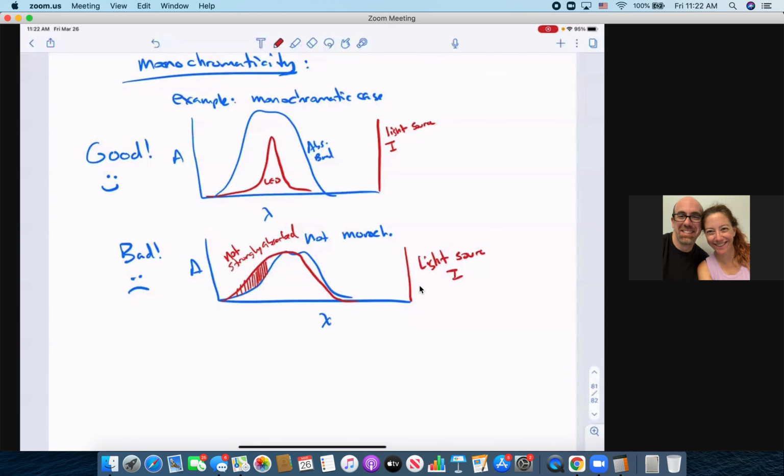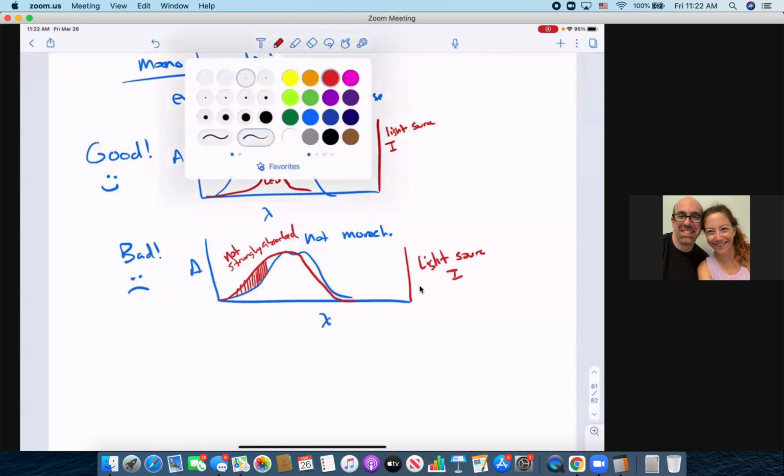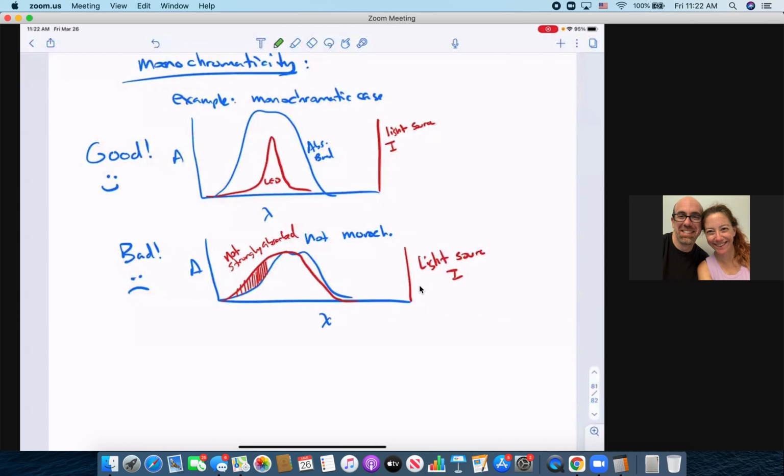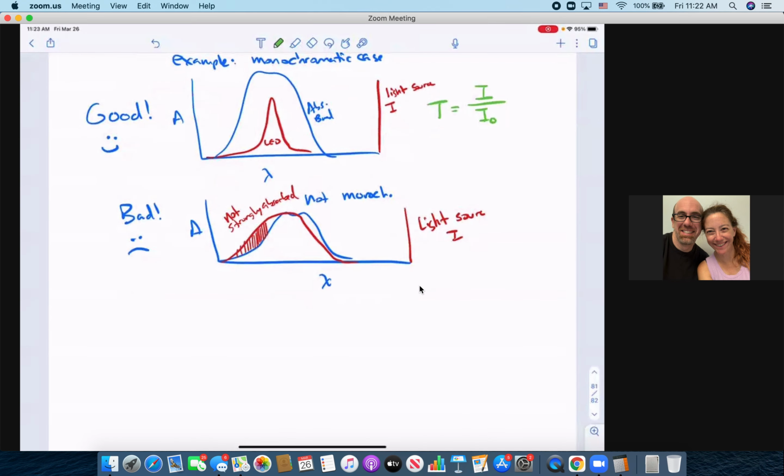Now, let's write equations for this. I know that's the most exciting thing you ever hear a professor say, let's write an equation. The transmission in the monochromatic case is equal to the transmitted intensity over the incident intensity. Straightforward. In this case, the transmission is equal to the transmitted intensity plus a fraction f of the incident intensity, where this is the non-absorbed fraction, because it lies outside of the band of absorption, divided by I0.